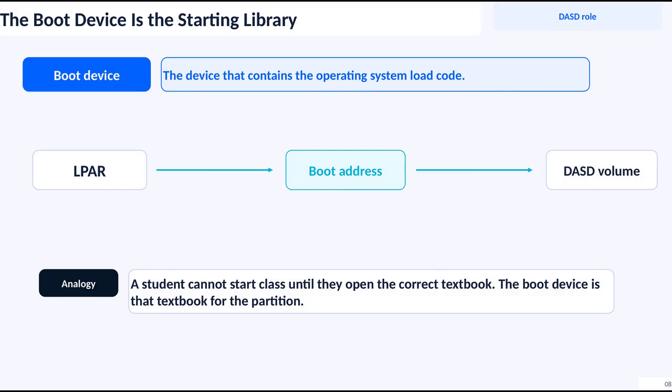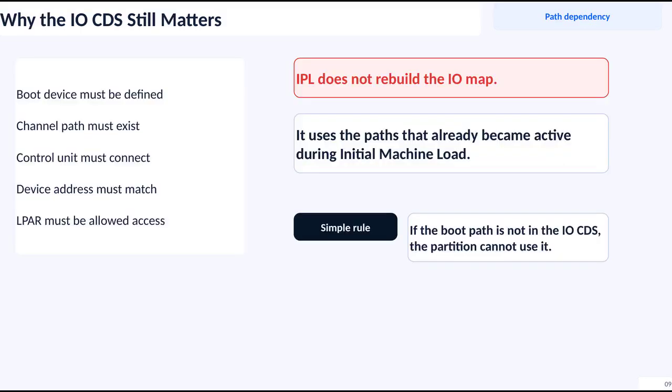A student may have a desk, a chair, and lights in the room, but the lesson cannot begin until the correct textbook is opened. The LPAR has resources assigned to it, but IPL cannot proceed until it reaches the device containing the operating system. IPL and IO-CDS connect at the boot path.